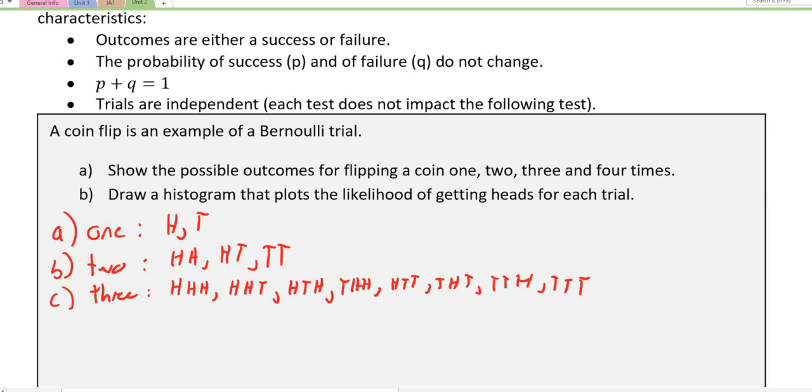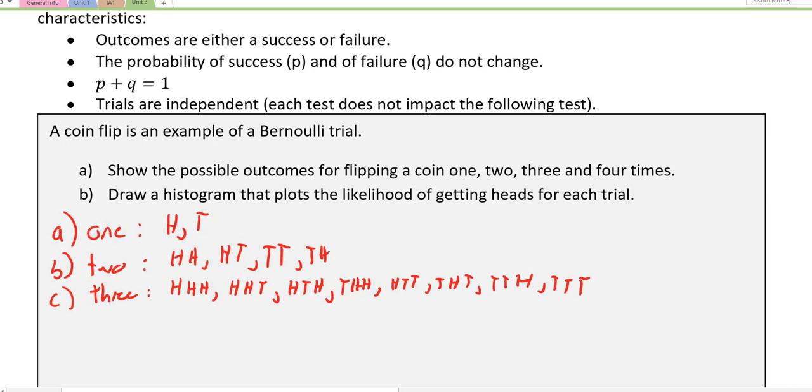And that should give us 8 different possibilities. 1, 2, 3, 4, 5, 6, 7, 8. How did I know that there's going to be 8 possibilities? 2 cubed. 1 trial has 2. 2 trials has 4 because I forgot one. What one have I forgotten? Yeah. Tails, heads. This one will have 8.